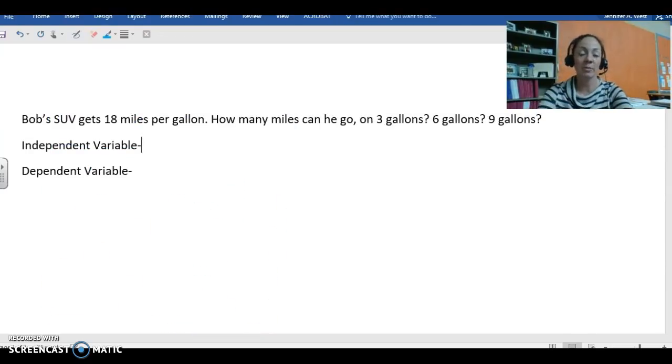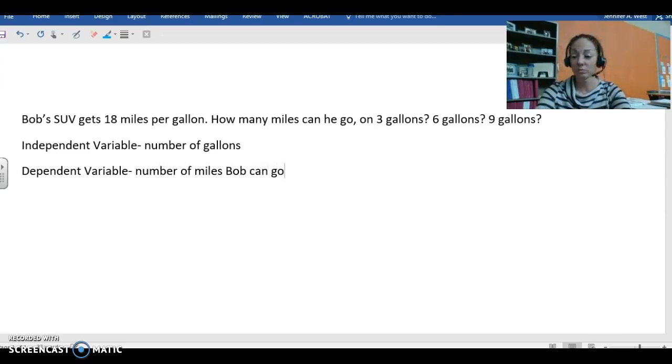Okay, for our next example, we have Bob in his SUV, and his SUV gets 18 miles per gallon. How many miles can Bob go on 3 gallons, 6 gallons, or 9 gallons? So the independent variable would be the number of gallons Bob has. All right. The dependent variable is the number of miles Bob can go, because the number of miles that he can travel is determined by how many gallons of gas he actually has. Otherwise, he's not going to get very far.